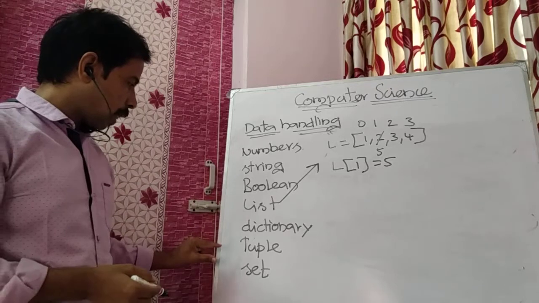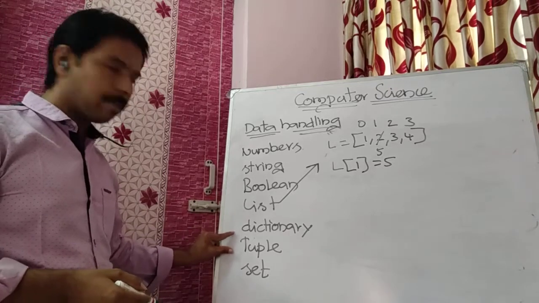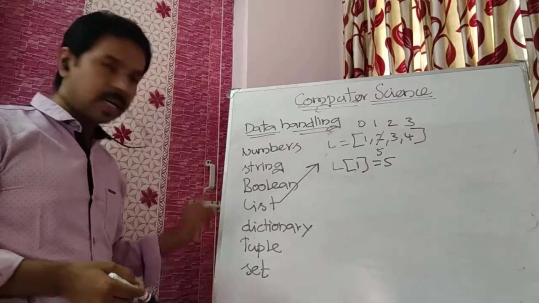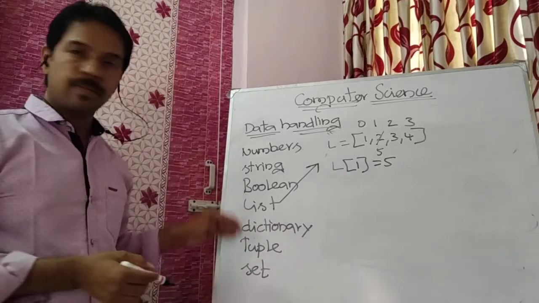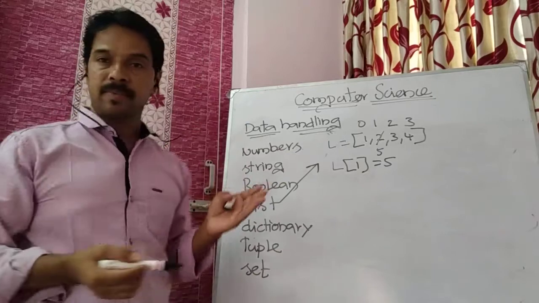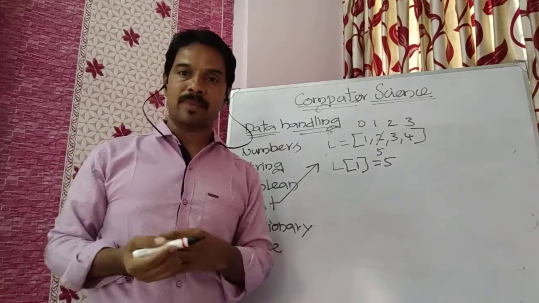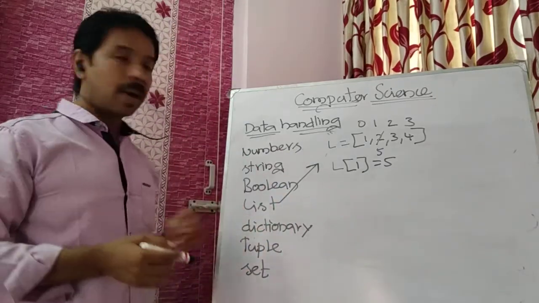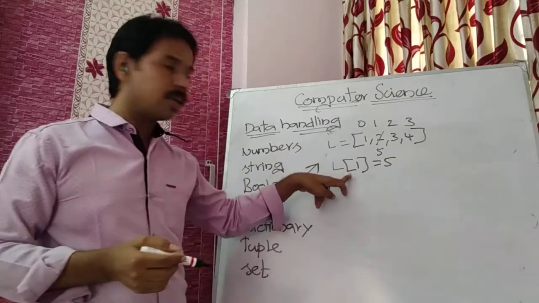And dictionary immutable, tuple immutable, set immutable. So these are all the things. So almost all types are immutable only. Even numbers are immutable. You cannot do modification. But list, you can do modification. See, you can do modification like this.